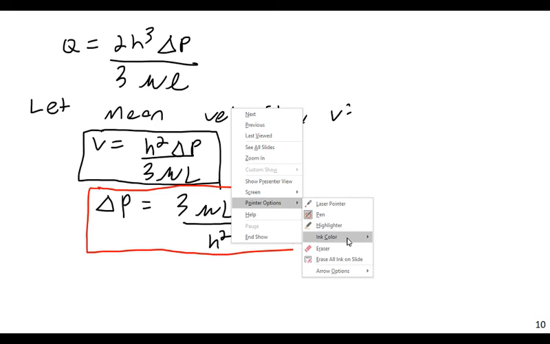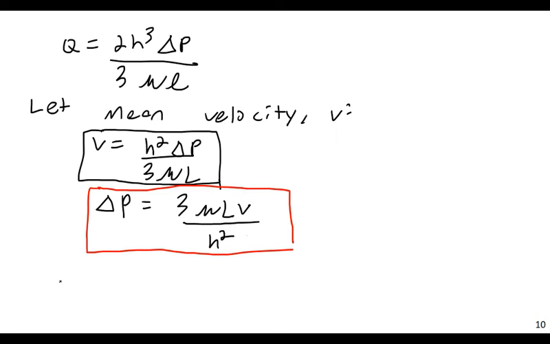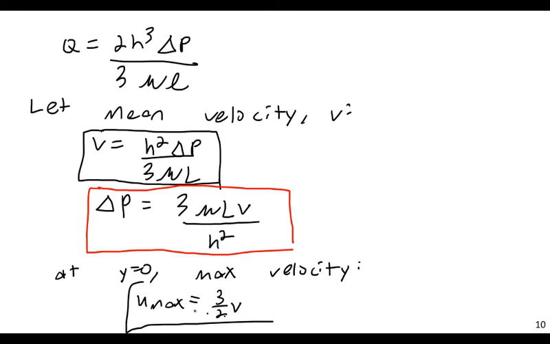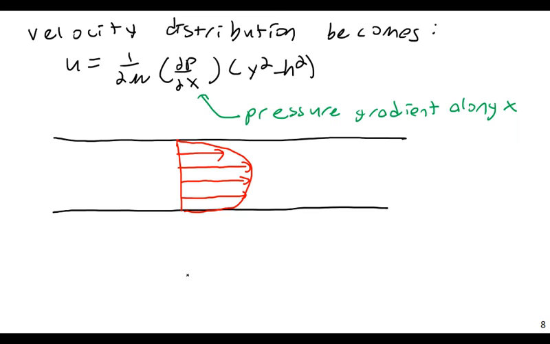And then at y equals 0, the max velocity is going to occur. So y equals 0 is defined as the middle coordinate. And this is going to be u max equals 3 halves v. All right, so u max equals 3 halves v. I probably should have labeled this better. This is our velocity profile at a given x value.